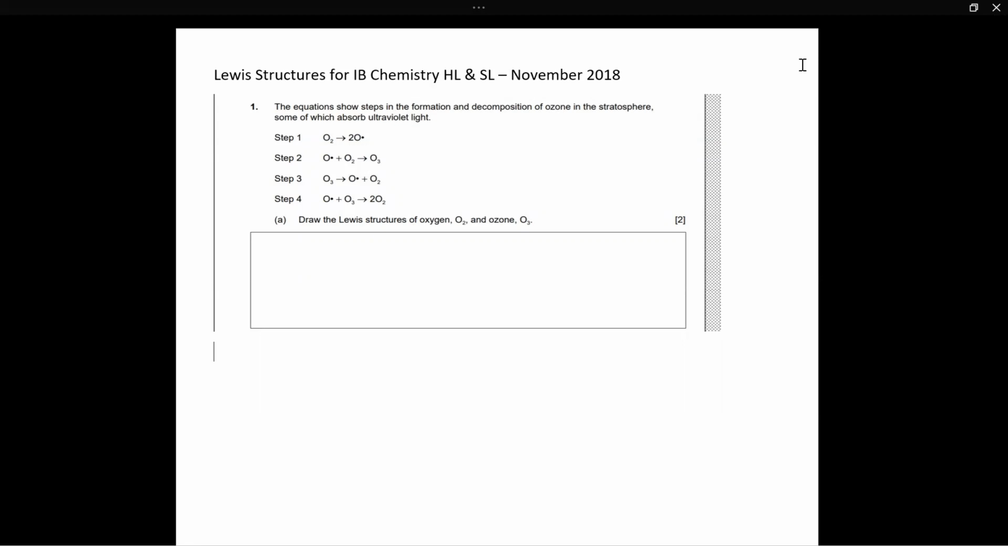So this question is from the November 2018 batch, it's from the paper 2. And I've seen questions like this come up very frequently in the exams. And you need to be able to draw Lewis structures, not only for such questions, but for a lot of other questions. And it is a very basic concept that you need to understand in order to score good marks.